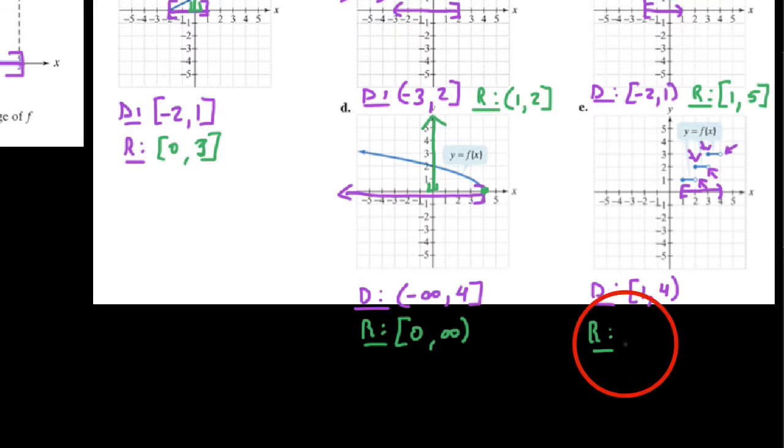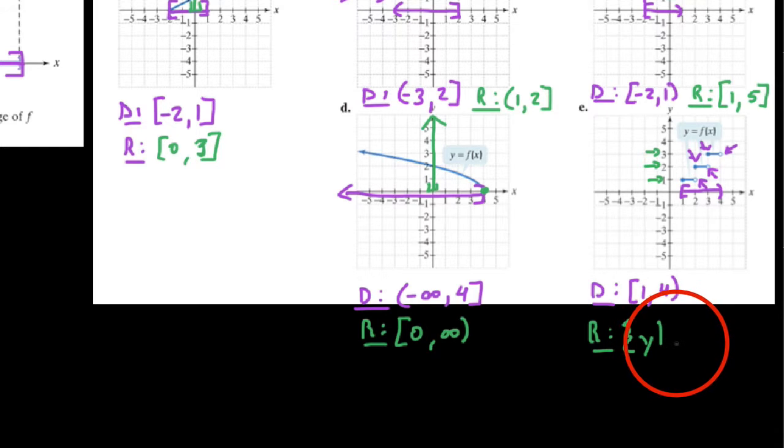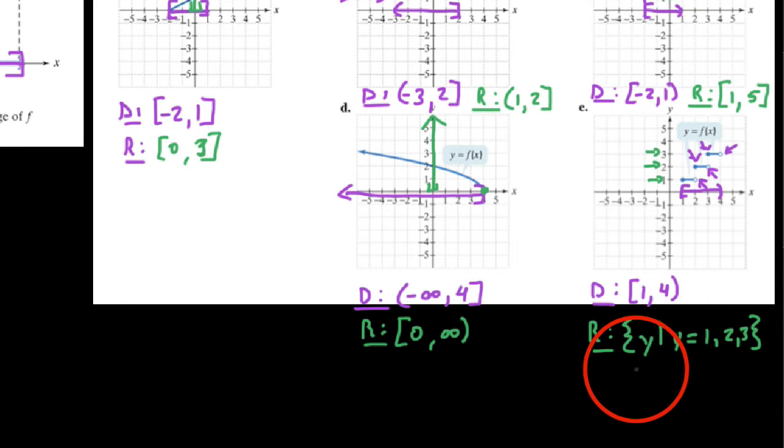And then our range values here, looks like we only hit range values of 1, 2, and 3. If we were to list all the points on this graph, they only have those as y values. So we would say the range, because it's discrete, that is, it's not an interval of values, but it has gaps in it, we're going to say it's the set of y values, all y values, such that y is explicitly equal to 1, 2, and 3 only. And we are forced to write this in set builder notation this time.